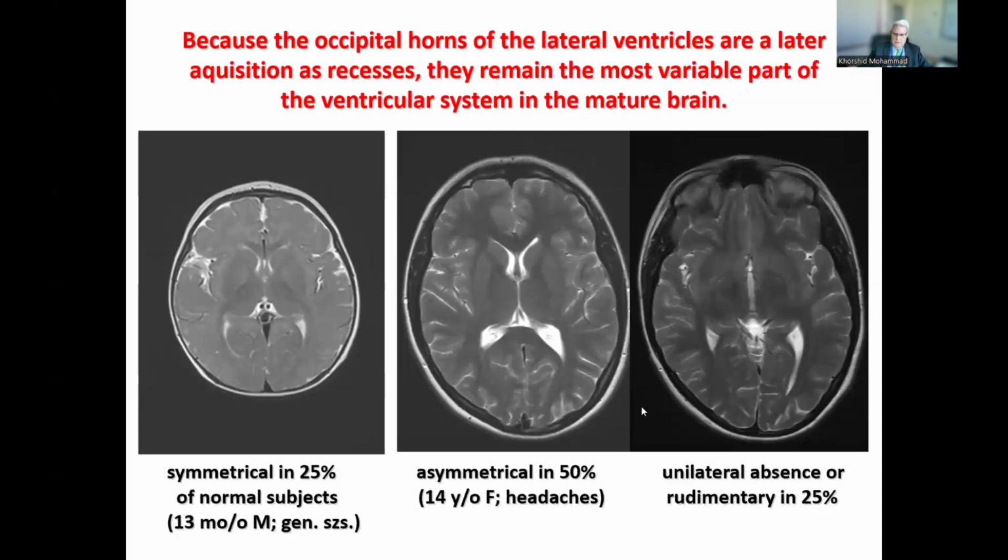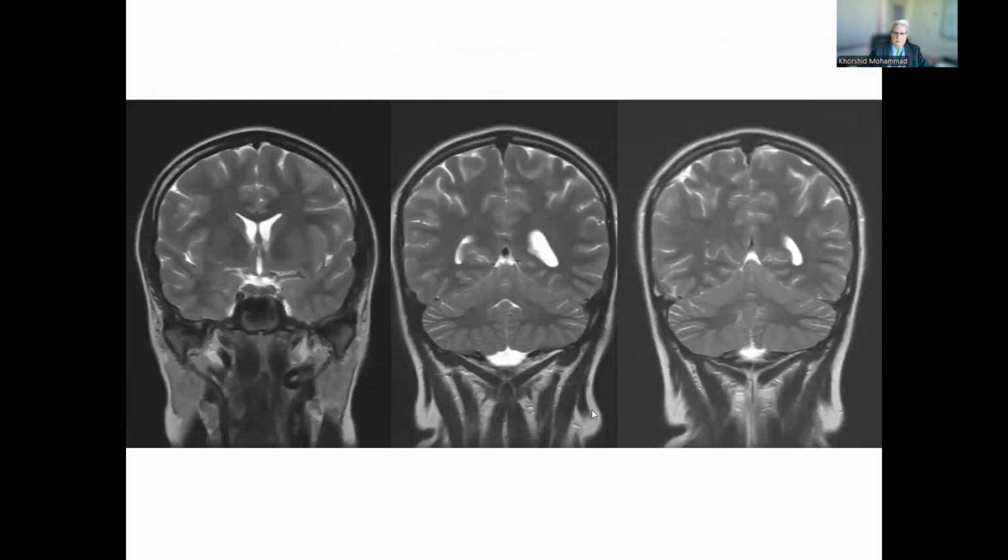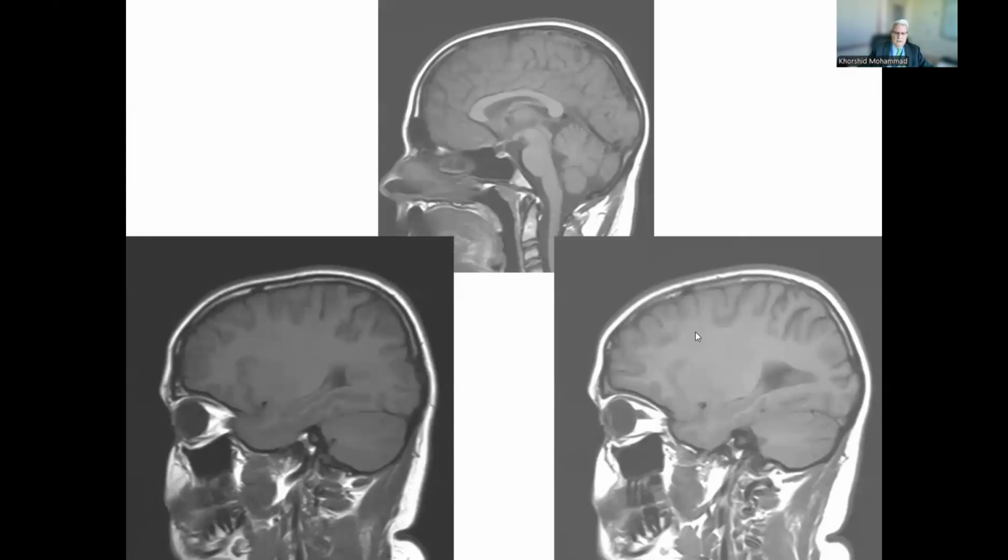Here you see it in coronal section. Again, this is the asymmetrical occipital horn with just a bit of it showing in the more rostral portion, and in the more caudal portion, it's not seen at all on the right side. And in sagittal view, you can also see the difference in the occipital horn on one side and the other.